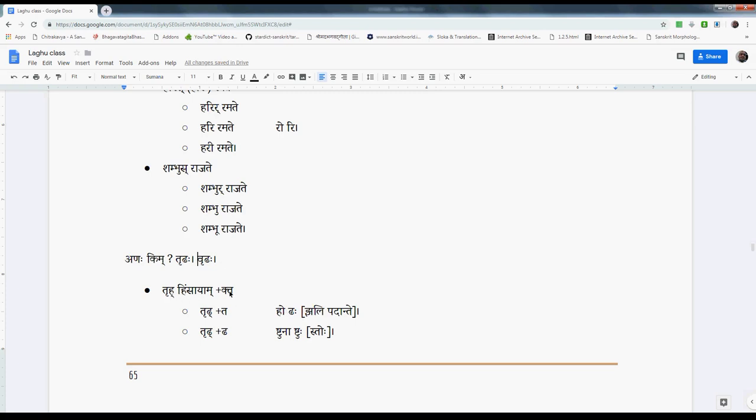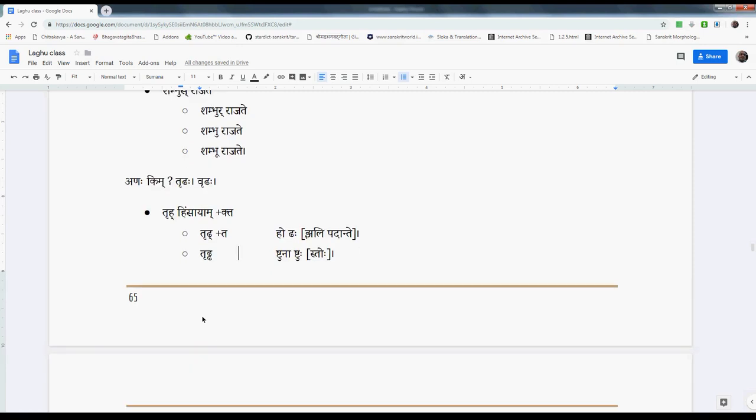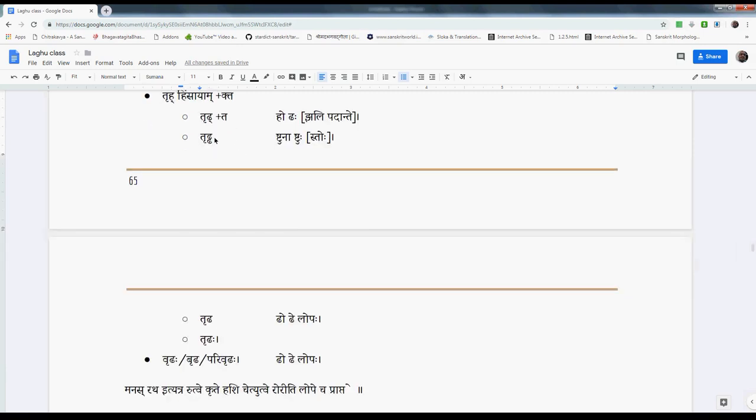So trhu himsayam plus ta nishta pratyaya will become trid plus ta, and then with stunashtuhu you will get dhatvam for takara also, thereby trid, double trid, it will become triddha. So what happens? Dhakarasya dhakara pare lopa bhavati. Therefore you will get tridha. One dhakara will go and you will get tridha.